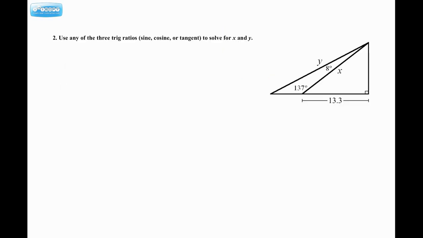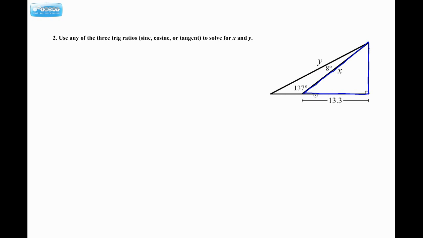Number 2 says use any of the 3 trig ratios, sine, cosine, or tangent, to solve for x and y. And you don't necessarily have to solve them in that order, but let's see what we have. So if I want to determine x, okay, I have this triangle right here. Okay, so x is clearly the hypotenuse of this blue one. And I have this base down here is 13.3. It would be nice if I knew this angle. Well, you know what? I actually do.